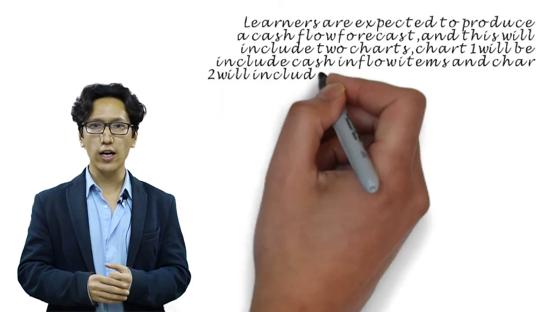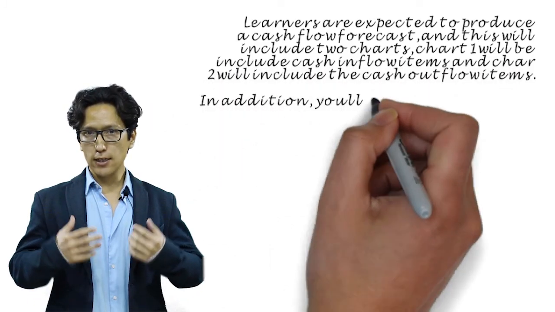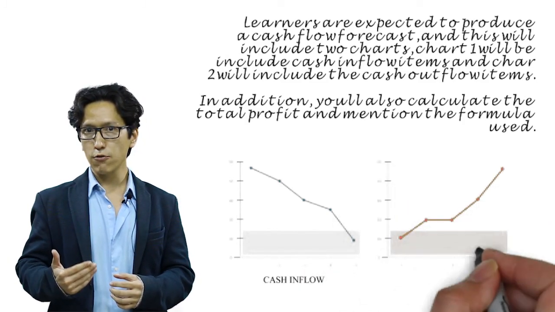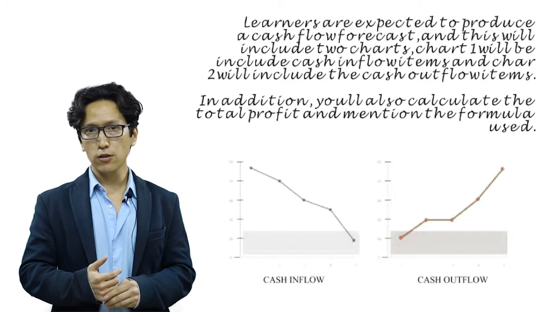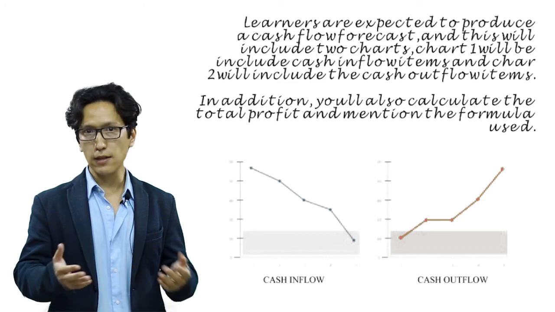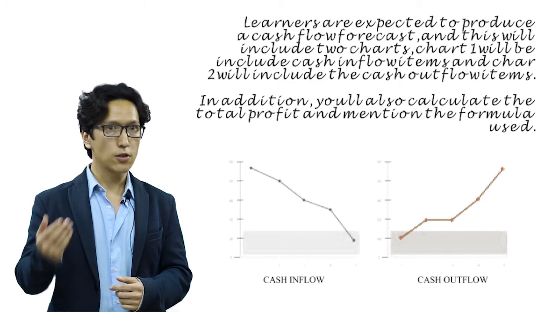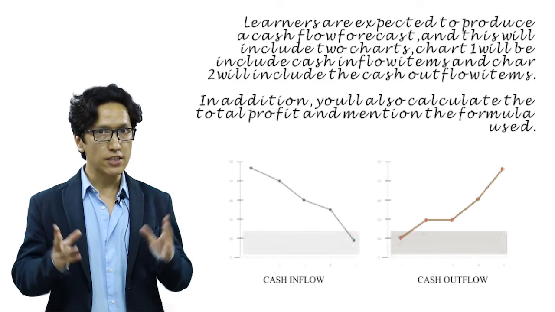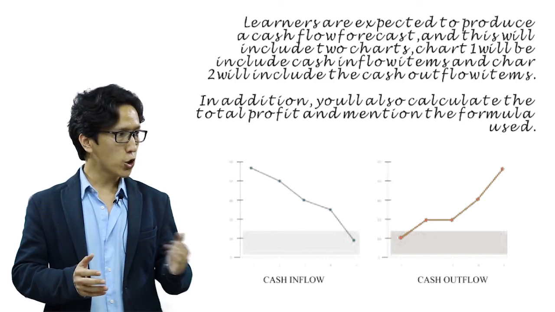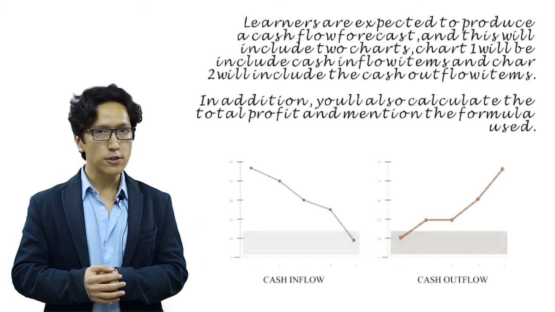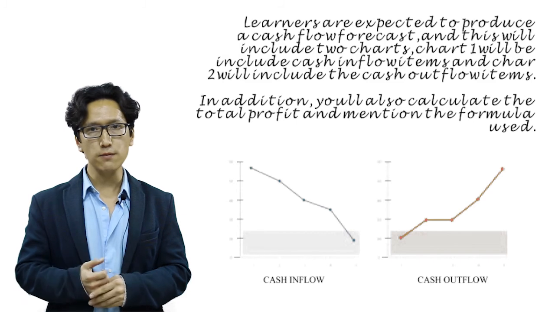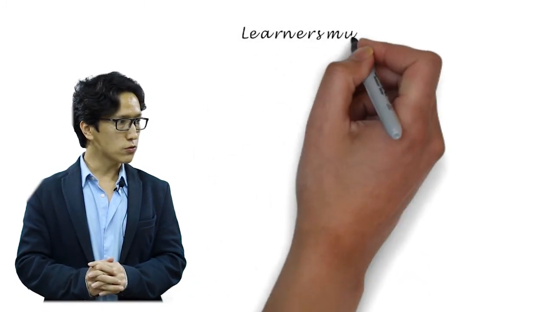Moving on to part 4, learners here are expected to produce a cash flow forecast. Now a cash flow forecast essentially details all the cash inflows that are coming to your business from the sale of the services, or rather the meals in the restaurant example that I used earlier. Other things you would have to bear in mind is that you have to have at least 2 charts. Chart 1 will include the cash inflow items, and chart 2 will include the cash flow items. Then we move on to part 5.